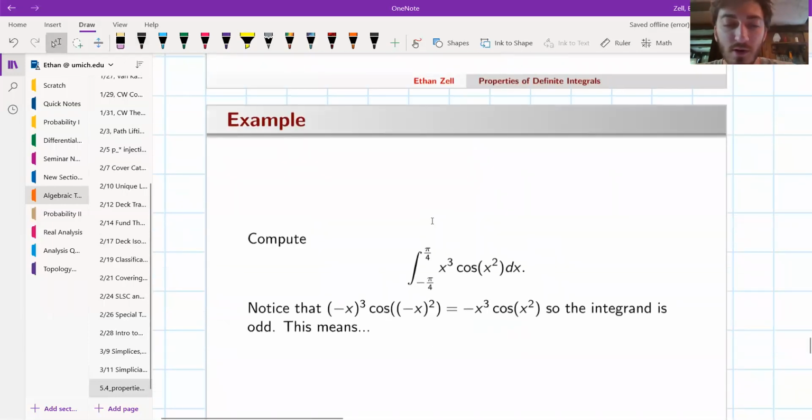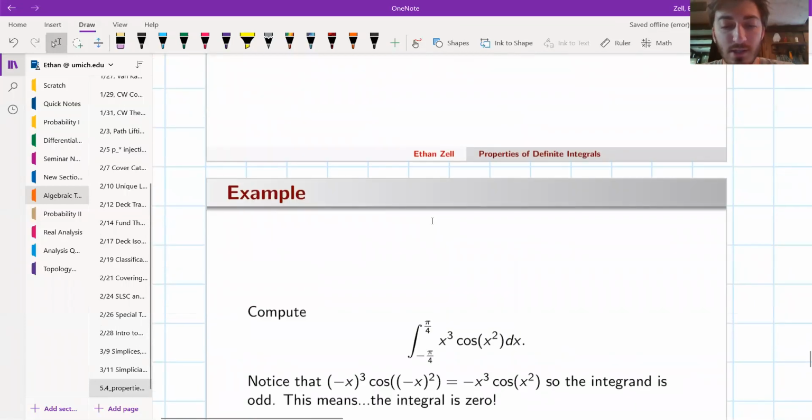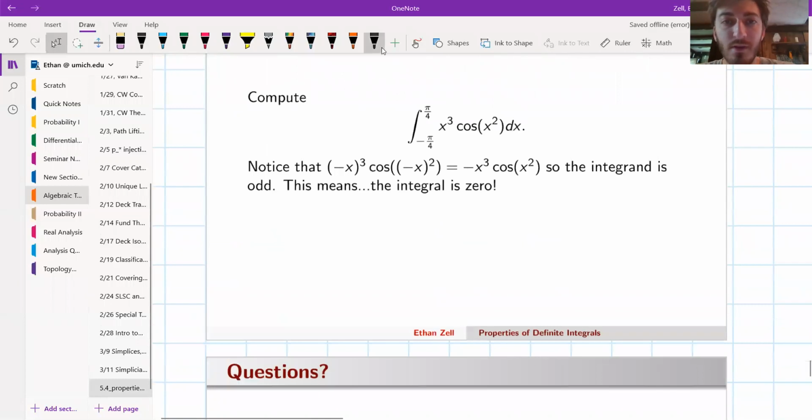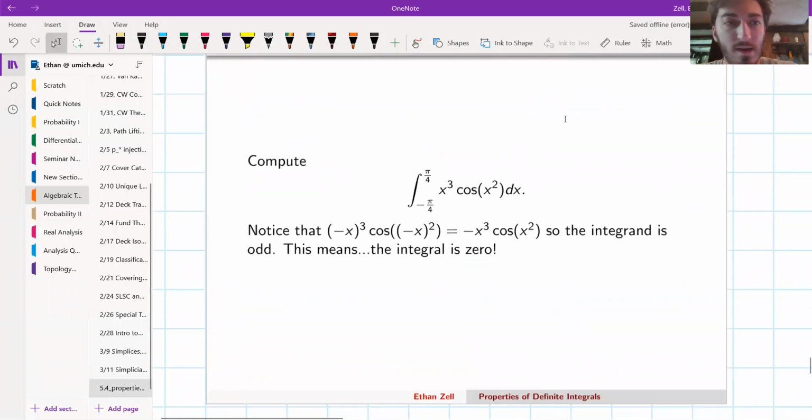And I do have one more example, which I won't go over because it's just odd functions. All right, hopefully that was helpful.